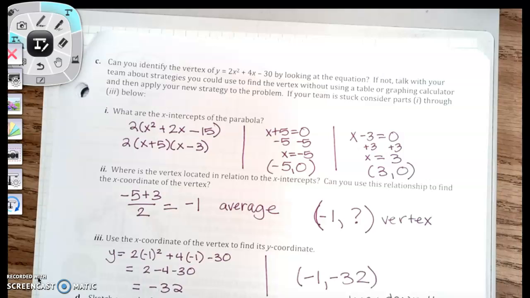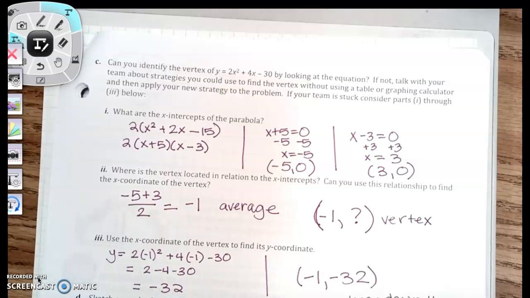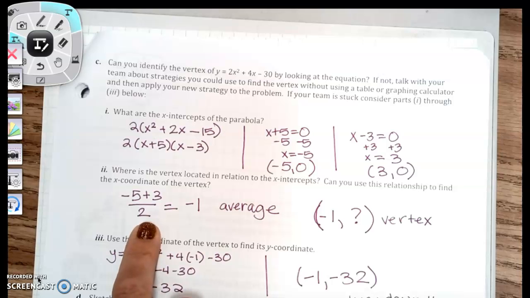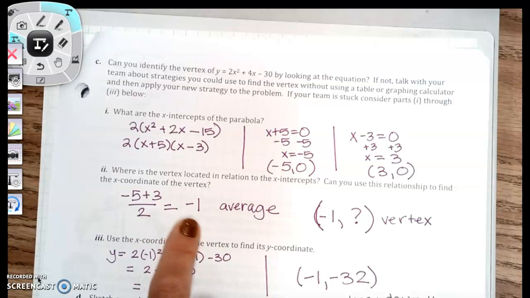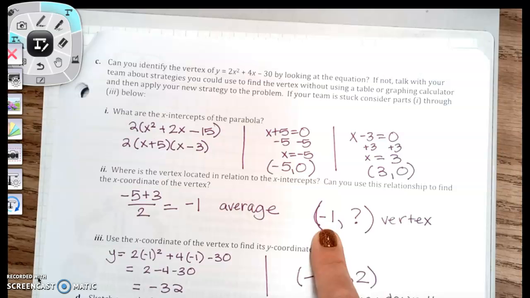You're going to put a point at (3, 0). You could actually, from there, take your fingers and count your way into the middle, right? Or you can use this averaging method. So the averaging method, you take the -5 and the 3, add them together, divide by 2, and you should get -1. That means your vertex is going to be at (-1, some number).